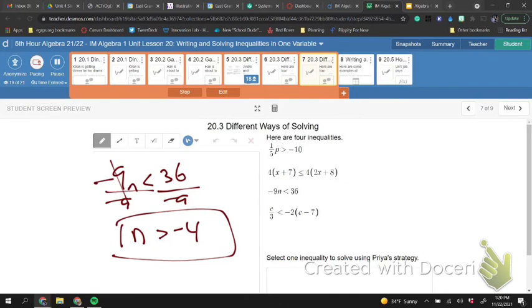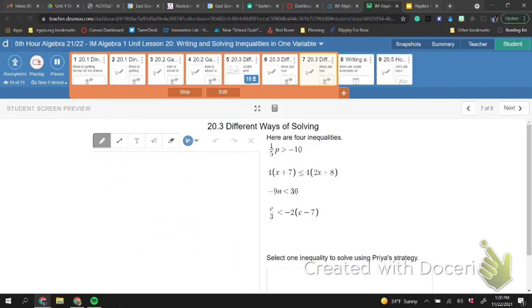Wait, so if you divide by a positive, it doesn't switch it? Correct, because if you divide something by a positive number, they're both that much smaller. It doesn't change the relationship between big and small. The multiplier divided by a negative does change it. All right, one more.